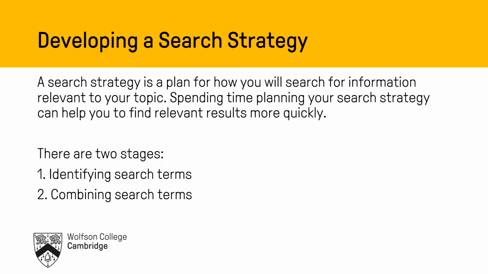As you can see on the slide here, there are two stages in developing your search strategy. The first is to identify your search terms, which means thinking about the key terms in your research question or the writing prompt in order to conduct a search. The second step involves combining your search terms in order to get the best results for your search.